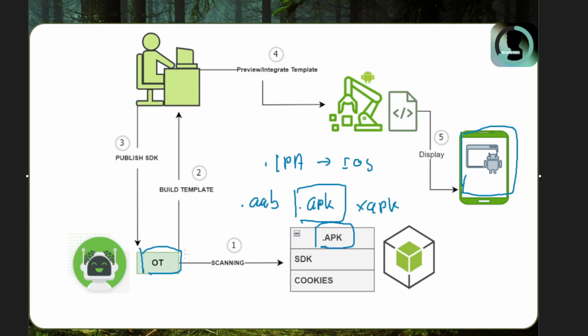So first, we will use OneTrust to scan the package file, and then we will use OneTrust to build a template for the cookies banner and preference center. And once we have our specific template, we will publish the SDK on the OneTrust platform to preview the banner and preference center on our Android Studio program, and we will walk through this together step by step.